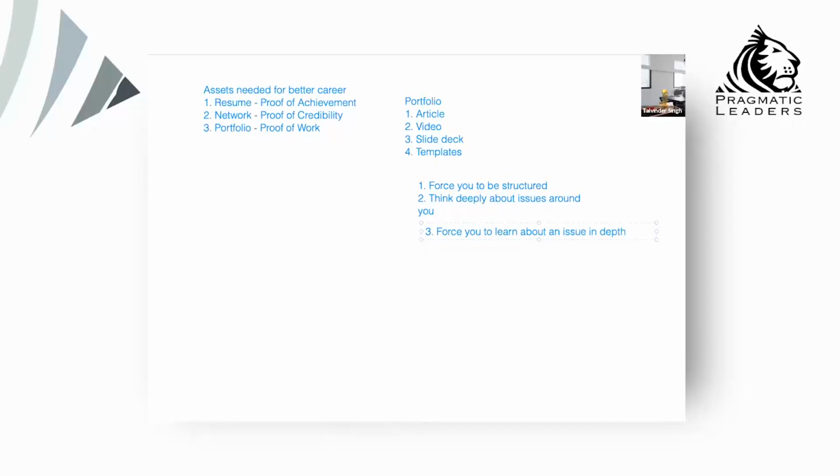Right? And that's when you will switch on a different path for yourself, where people will see you in a different light. Okay. The unfair advantage you are going to get when you write, apart from what I've said, is that it will force you to be structured, think deeply, and you will learn more, etc.